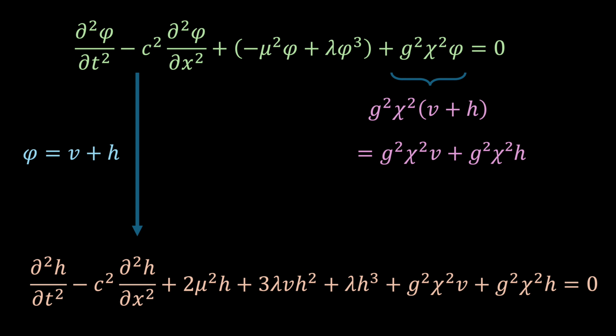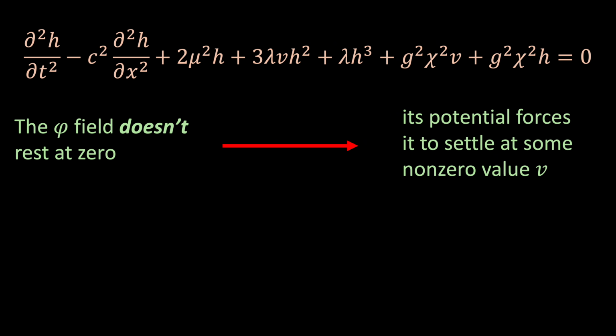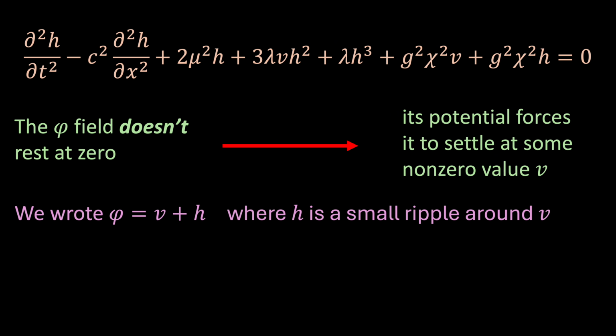Okay, let's pause and take stock of what we've done so far. If you recall, the phi field doesn't rest at zero. Rather, its potential forces it to settle at some non-zero value v. We then wrote phi equals v plus h, where h is a small ripple around that resting value.